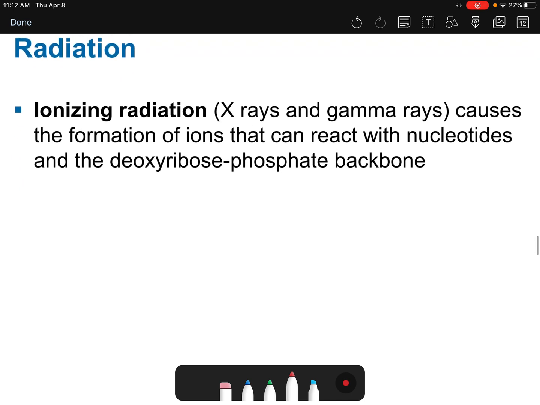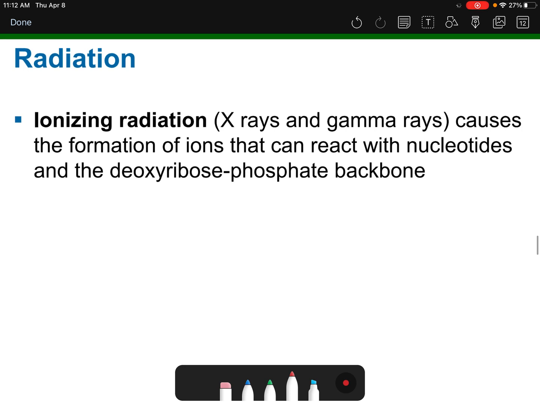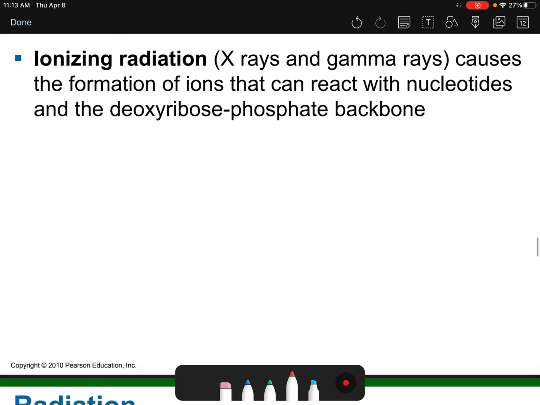Those things that can act as a mutation or mutagen is radiation. Ionizing radiation such as X-rays and gamma rays can cause formation of ions that react with your nucleotides in the deoxyribose phosphate backbone. That's why you always need to protect yourself. They used to have you wear those big, lead vests when you were in the dentist office to protect you against the X-rays.